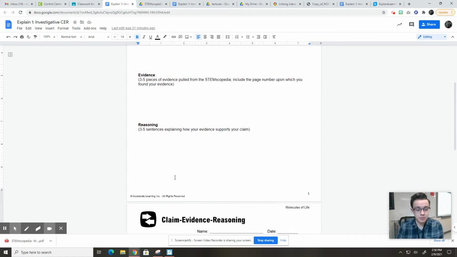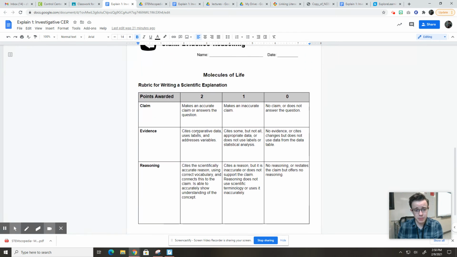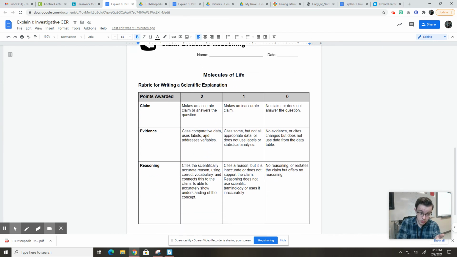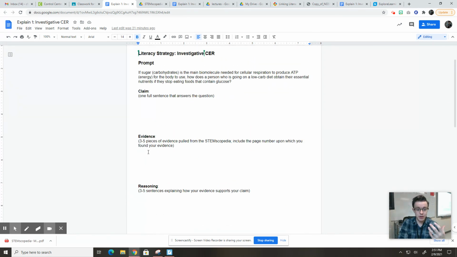So here is a rubric for how I would grade the CER if this were on your test. If you want to know how to get a perfect grade on this, look at the 2 column and see what you need to do for your claim, evidence, and reasoning. My expectations are right there. I've helped you a little bit by putting some information underneath the claim, evidence, and reasoning. If you need any help, if you're absolutely stuck, cannot find where this information is in the Stemscopedia, or you're not sure what to do, feel free to email me.